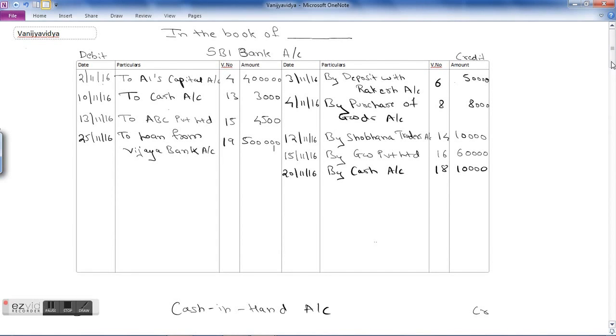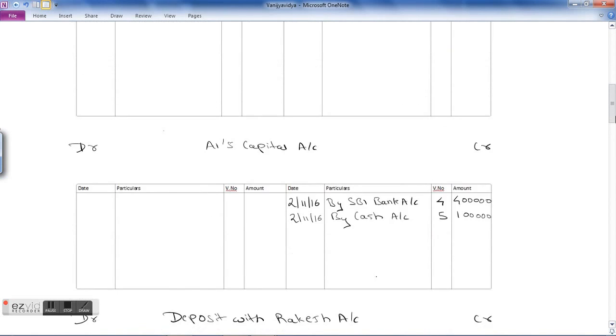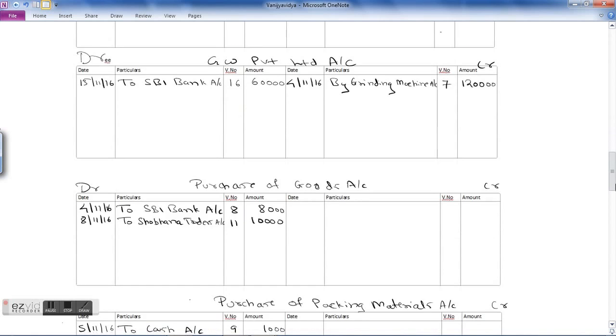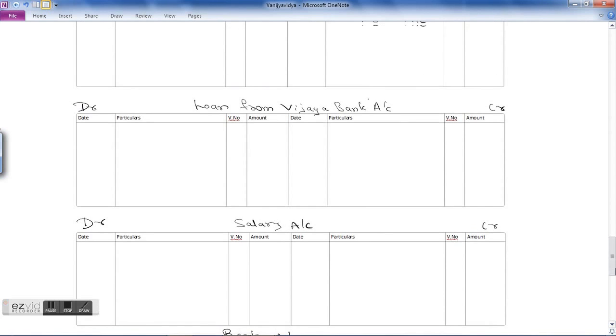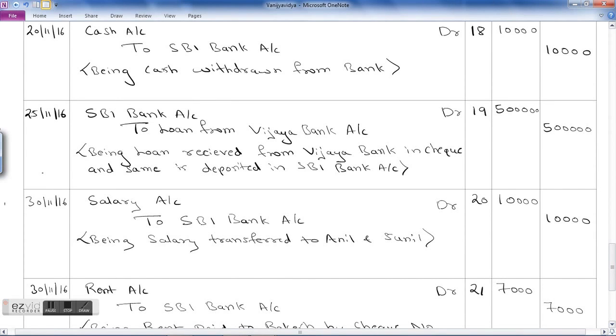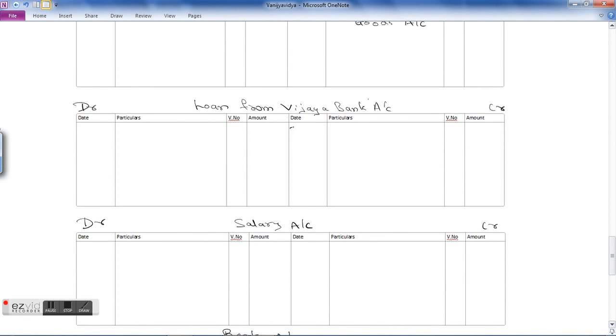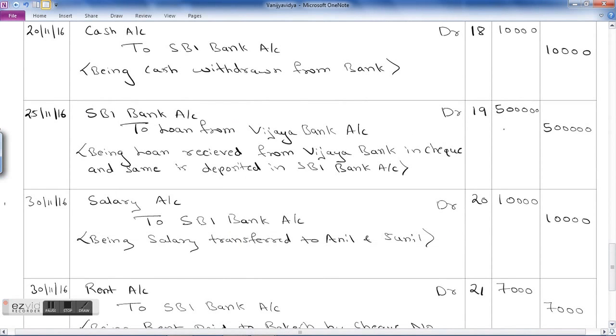Second effect in loan from Vijaya bank account. Where is loan from Vijaya bank account? So loan from Vijaya bank account is credited. So on credit side we'll put it as 25/11/16 by SBI bank account. Voucher number is 19, amount is 5 lakhs. Next is entry number 20.